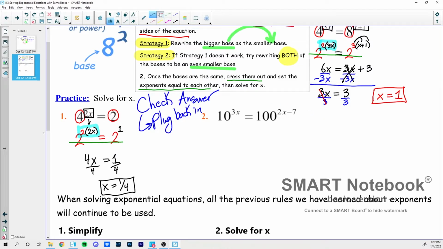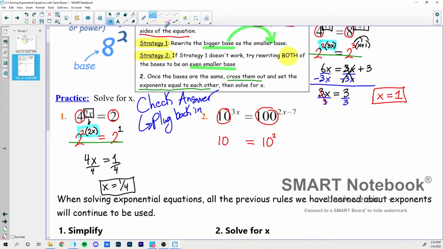Okay, so this one, here my bases are 10 and 100. So let's try strategy 1. We can rewrite the bigger base to become the smaller base. So bigger base here, let's see if I can rewrite this so it becomes 10. Okay, so if I write 10 to the power of 2, that is going to equal 100. Okay, so 10 to the power of 2 is equal to 100. That's how I can rewrite it. And everything else about this is going to stay the same. So this still has a base of 10 on the other side.